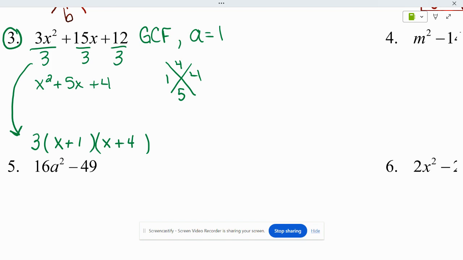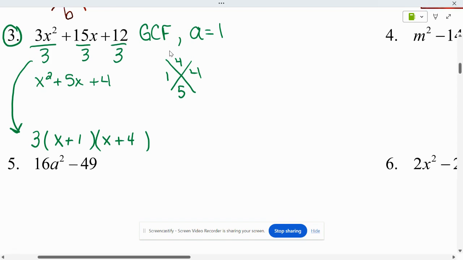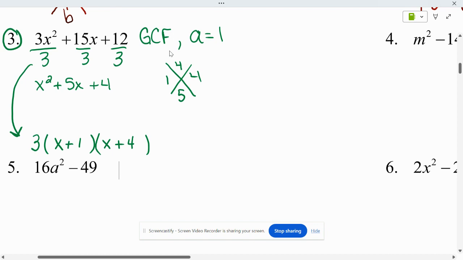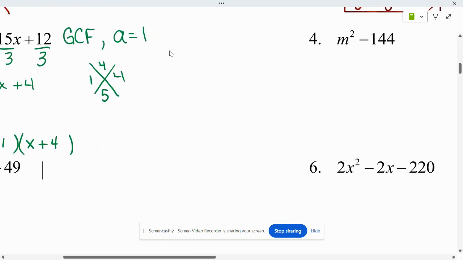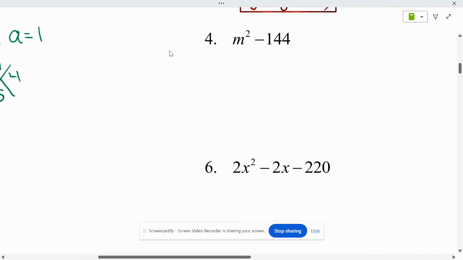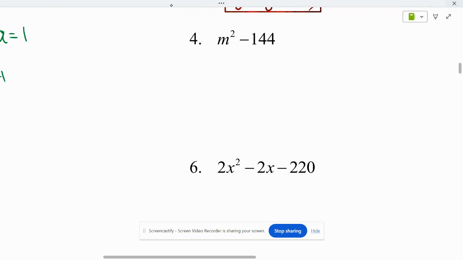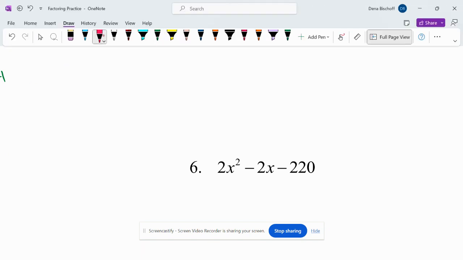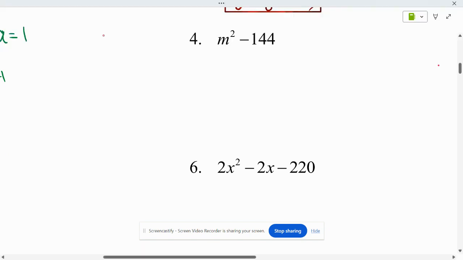Are you guys remembering this stuff? It's coming back to you? Yeah? Thanks, Ashton. What about example number 4? What kind of problem is that? It's only 2 terms. Say it again. It's dots. Yeah, this is a difference of 2 squares. The acronym for that is dots, right? Oops, my pen died.